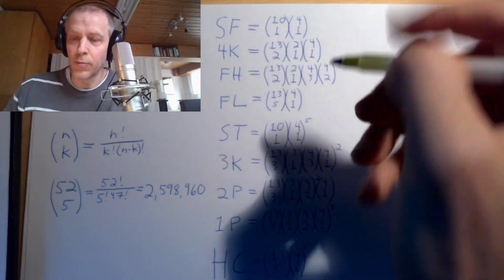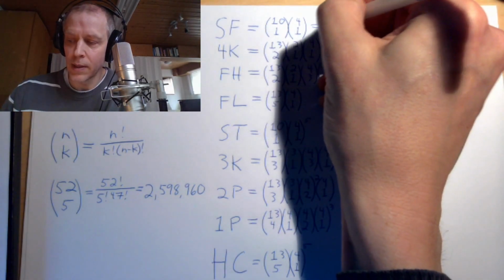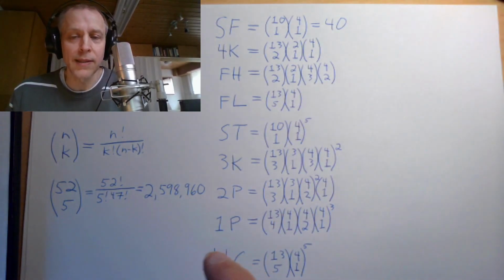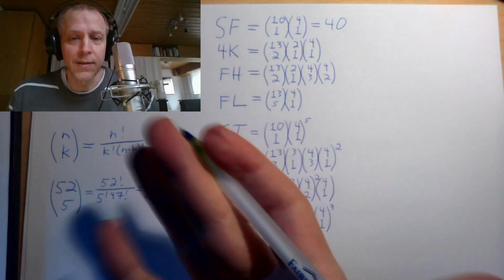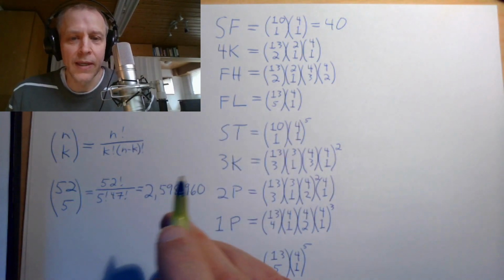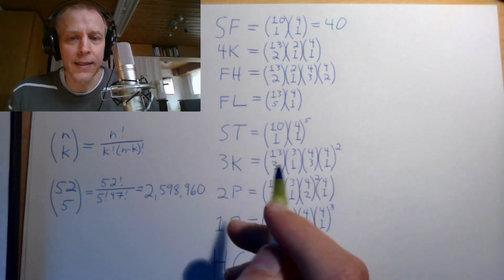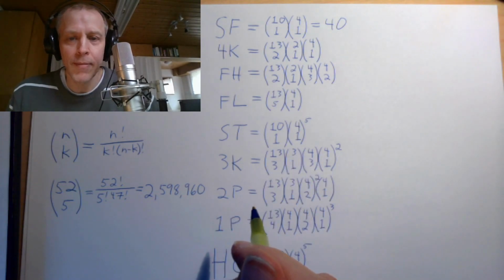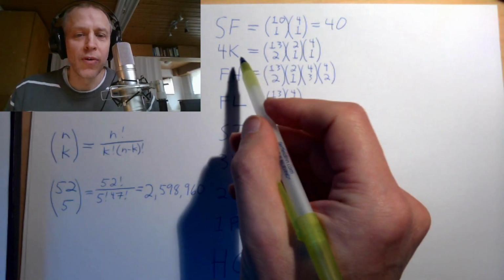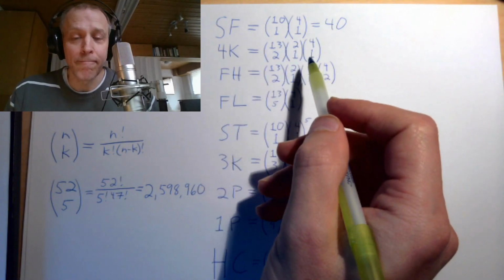It turns out, if you multiply this out, that you get the number 40. There are precisely 40 straight flushes that you could have, one of which is the famous royal straight flush, 10, jack, queen, king, ace of 1 suit. Okay, so let's move on to the 4 of a kind.